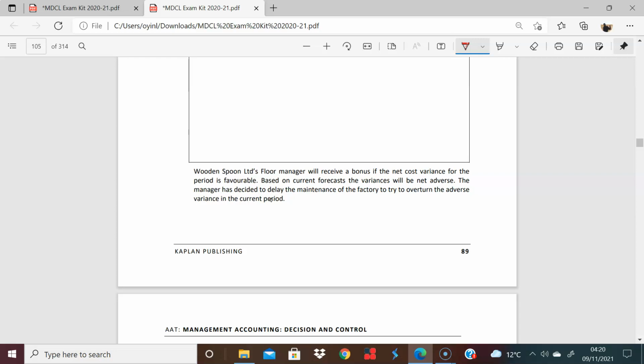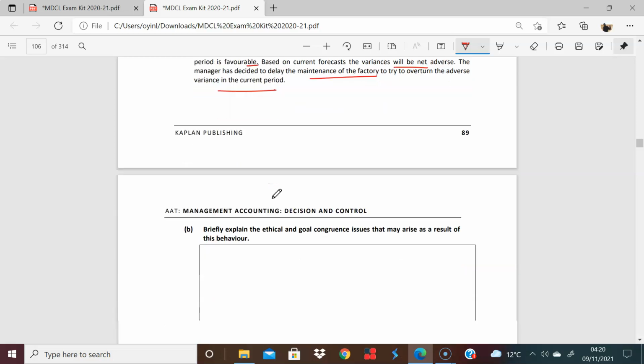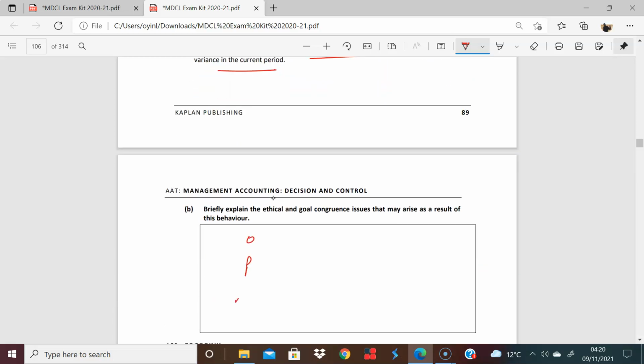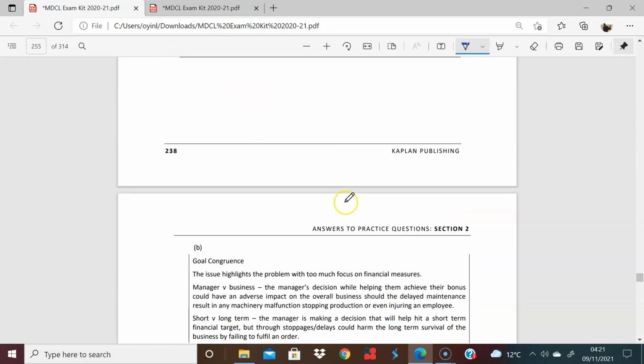And there is a last bit here. It says the floor manager will receive a bonus if the net cost variance is favorable. Currently, it will be net adverse. He's decided to delay maintenance to try to overturn the adverse in the current period. And again, this is a question of ethical principles. Pick the ones that apply: confidentiality, not so much. Objectivity, professional behavior and integrity are likely to be the key ones you're going to be discussing. Goal congruence is about thinking of the entire organization and getting it working as a whole, all aligned. If you have one person working in a silo, making their own goals look favorable, then you're likely to fail.